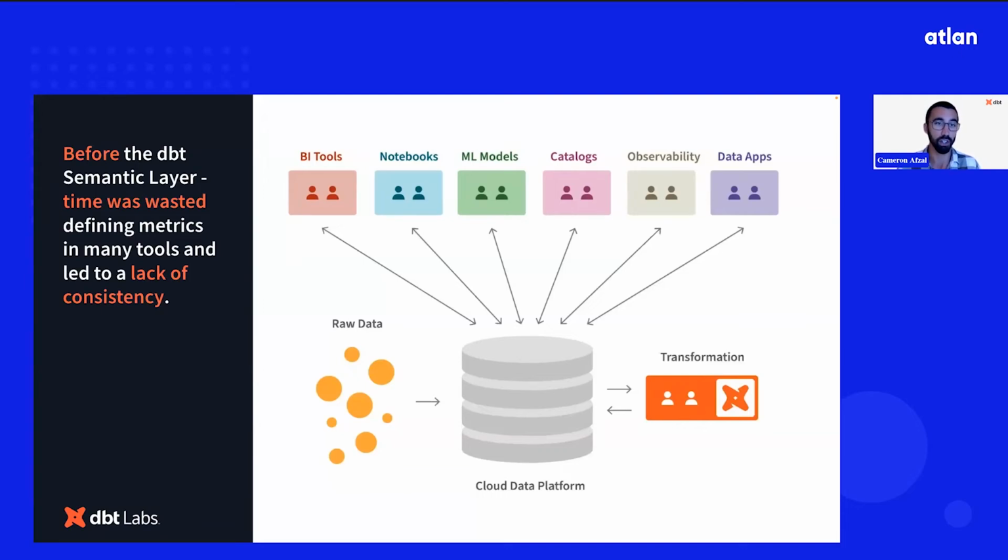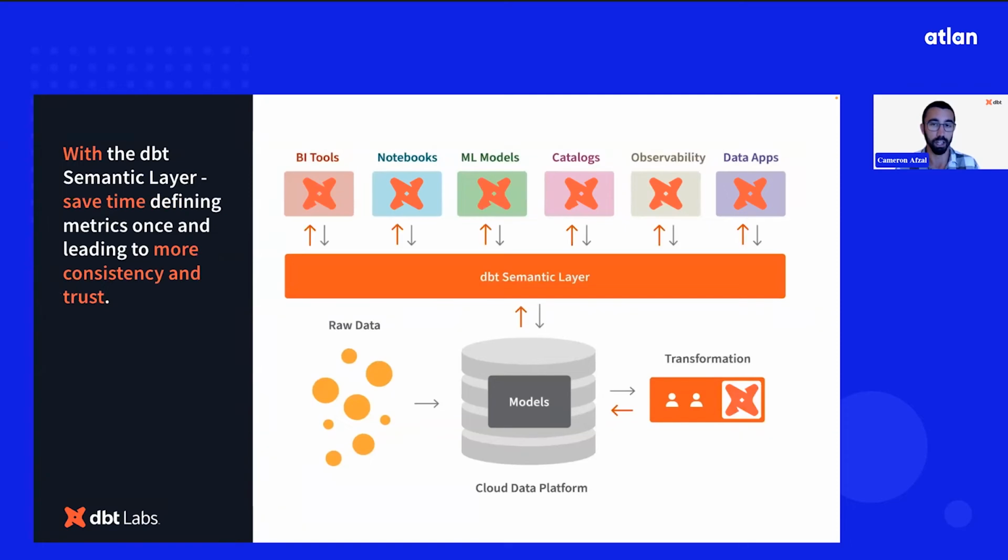So as you can see in this diagram, an organization might have a number of different tools with a number of different users, and they're pulling based on data in the warehouse, but the value of the semantic layer is providing a common layer for all these different tools. So our goal is to enable you to save time defining metrics and other dbt assets once, accessing them via the semantic layer natively in your different tools in your data stack, leading to more consistency and trust. And we're very excited to work with Atlan on their integration.